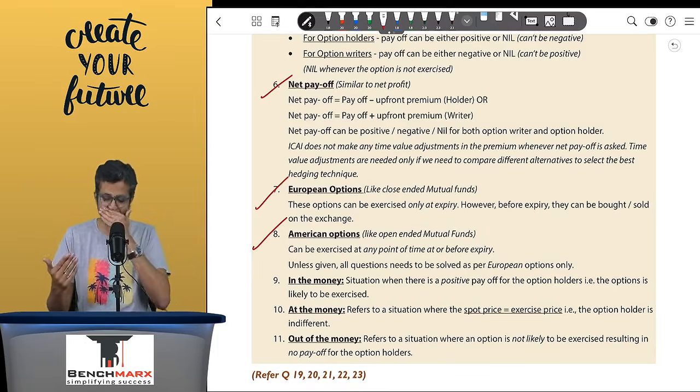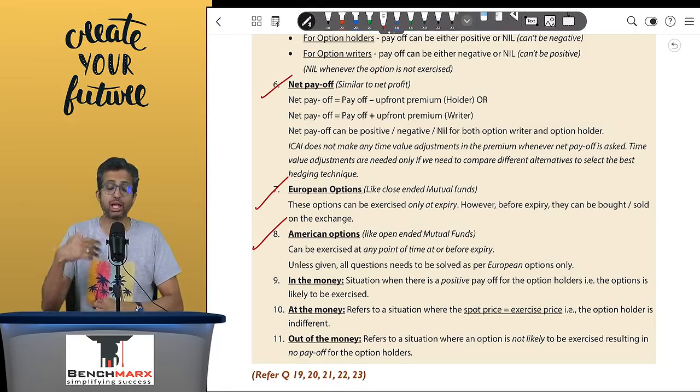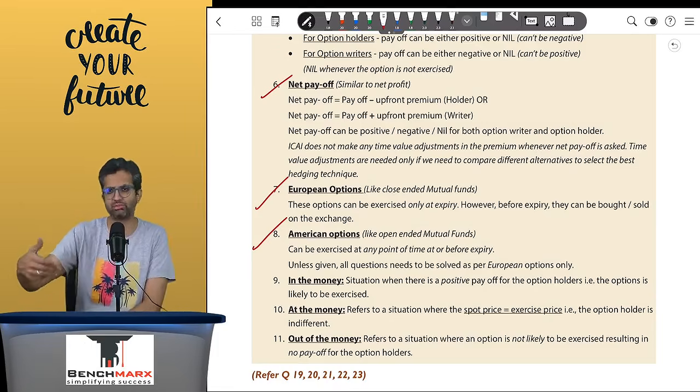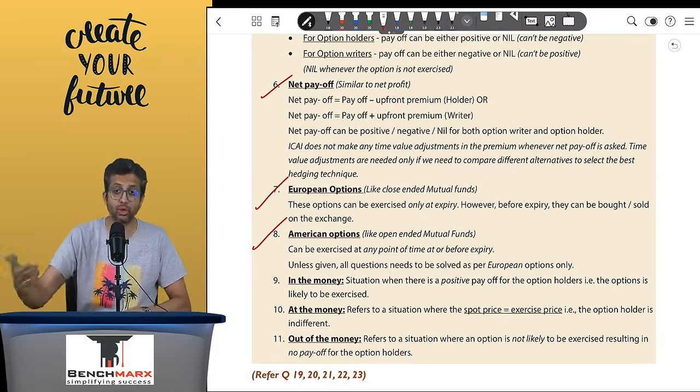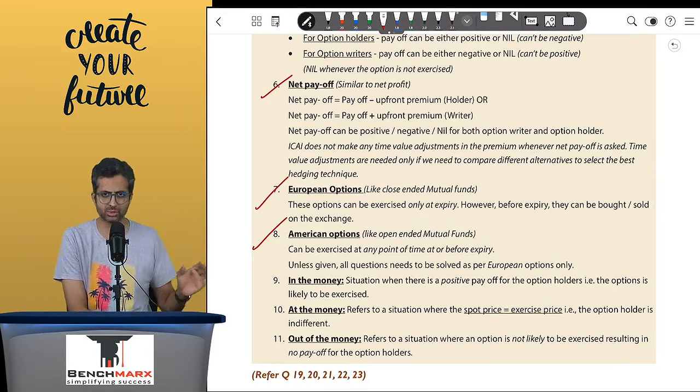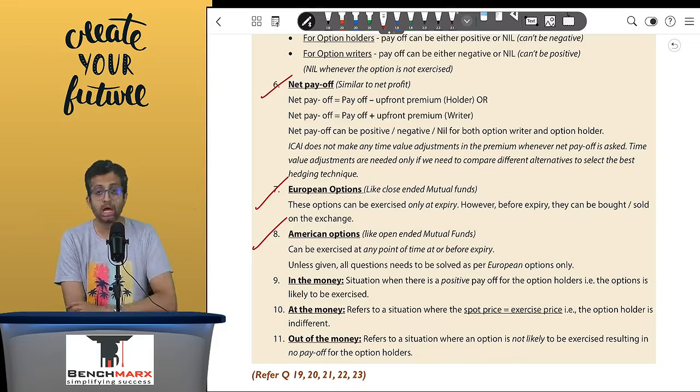So in a way, an American option is very similar to an open-ended mutual fund, which can, let us say, be exited by redeeming at any point, whereas a European option is very similar to a closed-ended mutual fund, which has a maturity, but you can always buy and sell on the exchange.